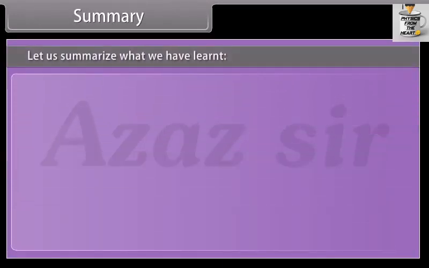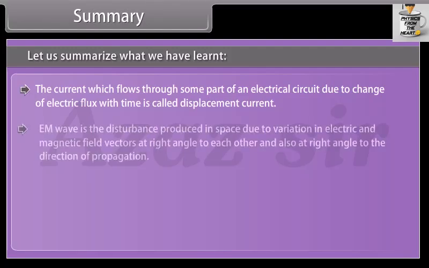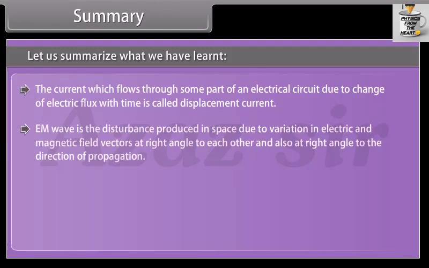Summary. Let us summarize what we have learned. The current which flows through some part of an electrical circuit due to change of electric flux with time is called displacement current. An EM wave is the disturbance produced in space due to variation in electric and magnetic field vectors at right angles to each other and also at right angles to the direction of propagation.